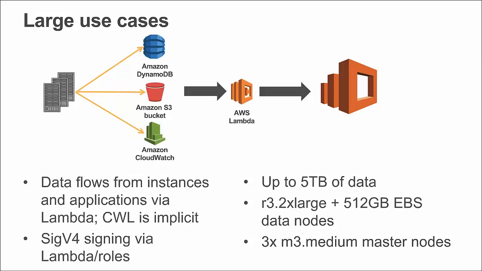For larger use cases, we see a lot of customers sending their data to us via some intermediary. Sometimes it's DynamoDB, sometimes it's S3, sometimes CloudWatch. All of those, in one way or another, use Lambda to send data into Elasticsearch service. And again, this is for larger use cases, and can go up to a few terabytes of data, maybe 5. We look at the R3 or R4 class for the data nodes, and again, master nodes.